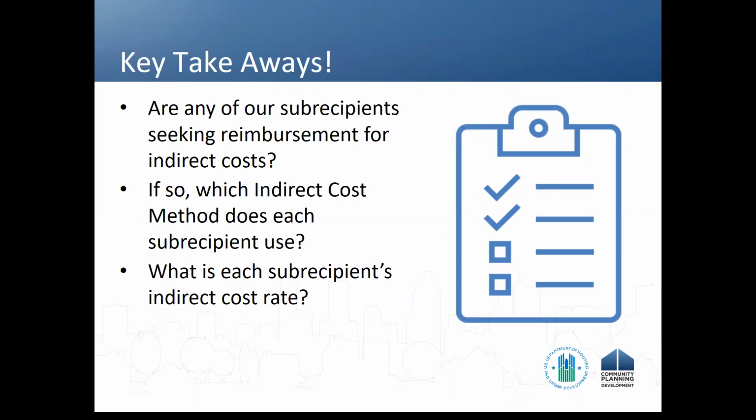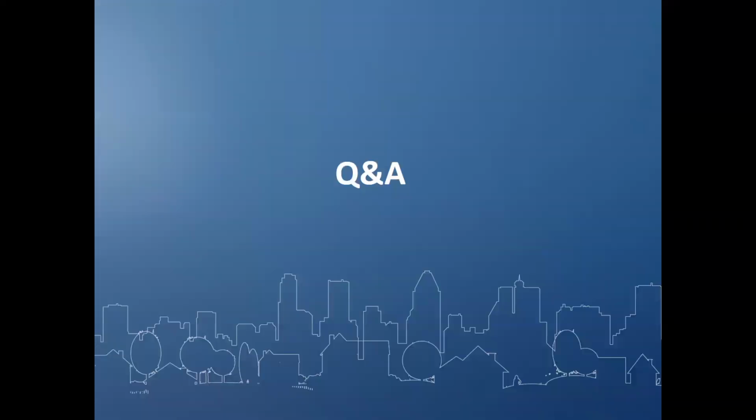Okay, before we get to Q&A, just some key takeaways. This wraps up the first part of today's training, and we are definitely ahead of schedule, so we'll have more time for Q&A in just a moment. But the following are some questions or key takeaways for grantees to consider. First, if we're the grantee, are any of our subrecipients seeking reimbursement for indirect costs? And if so, which indirect cost method does each of our subrecipients use? And finally, what is each subrecipient's indirect cost rate? Okay, now I'll pause. Before we move to the second part of our training, we'll take some questions.